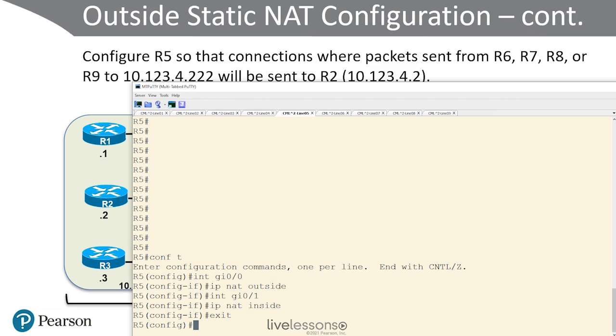And then we need to configure the outside static NAT configuration. And that command structure is going to be ip nat outside source static, the outside global IP address, followed by the outside local IP address. For the outside global IP address, we'll be using 10.123.4.2 because that is the globally routed IP address. And then the outside local IP address, which is what is private to the inside host, is going to be 10.123.4.222. So let me go ahead and make that configuration.